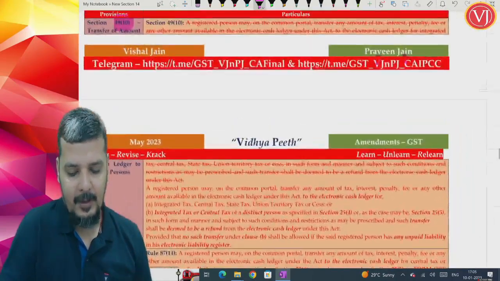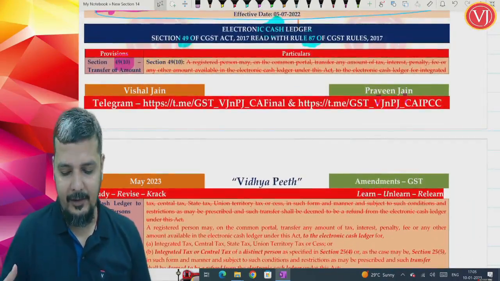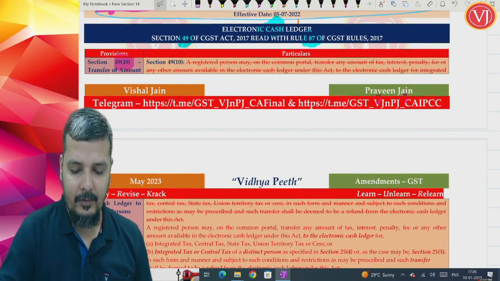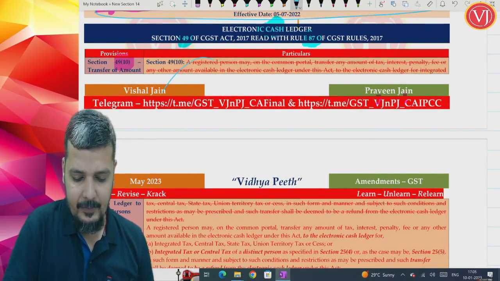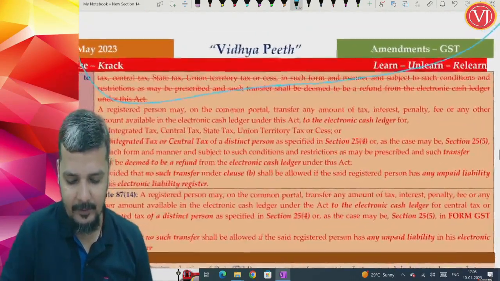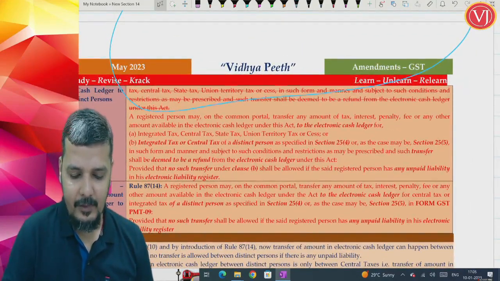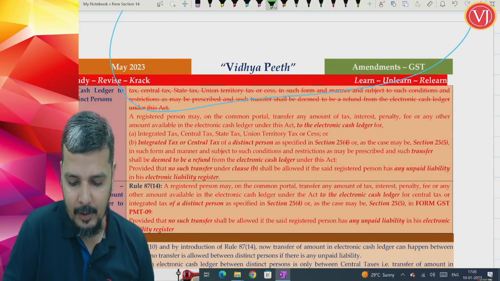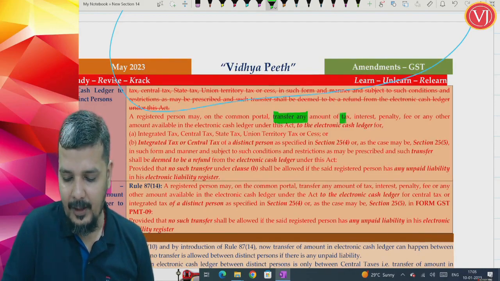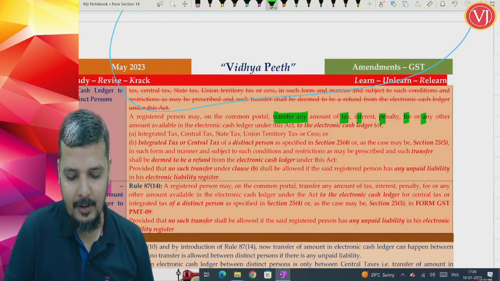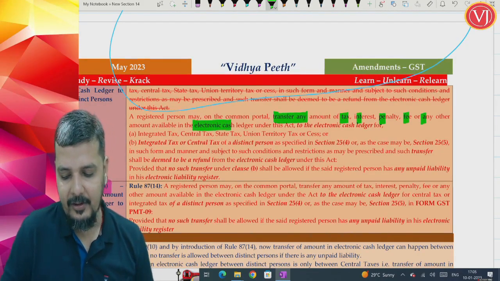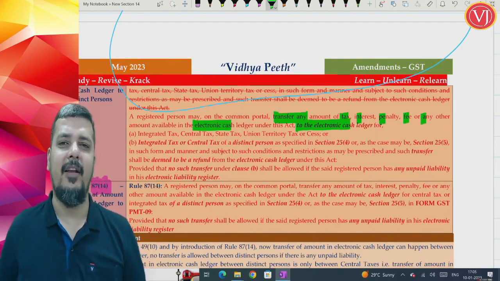The powers are coming from the section and finally it is flowing in the rule. Section 49, Subsection 10 is being replaced. The old provision is deleted. If you see the new provision, it is split into two parts. If you look at the new Section 49, what it is talking about: a registered person may on common portal transfer any amount of tax, interest, penalty, fees or any other payment available in electronic cash ledger to electronic cash ledger. So if you are talking about this, actually there is no amendment in this part.